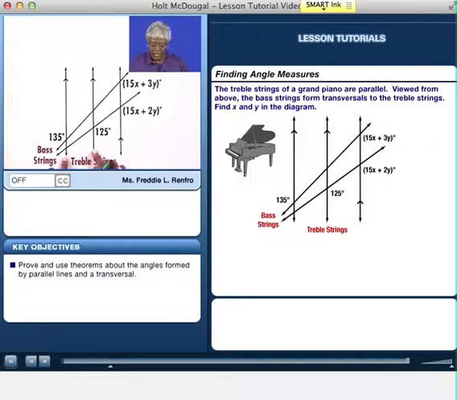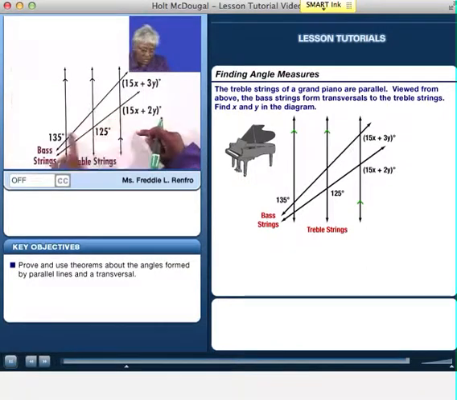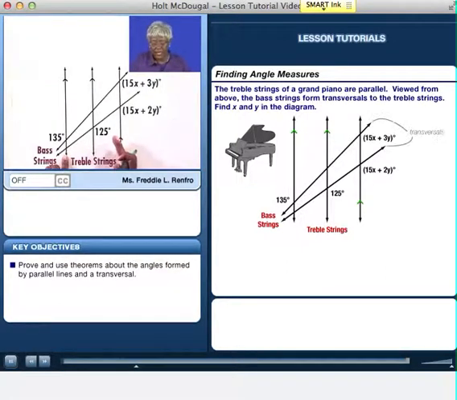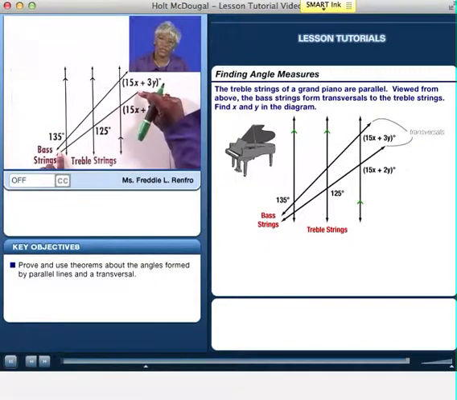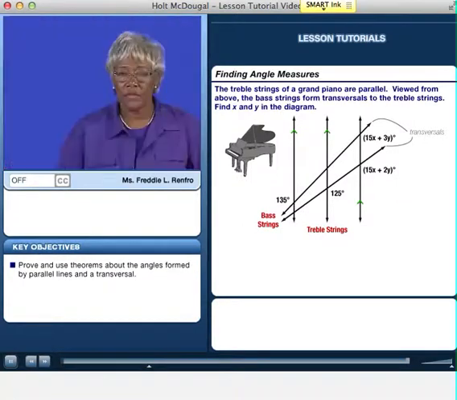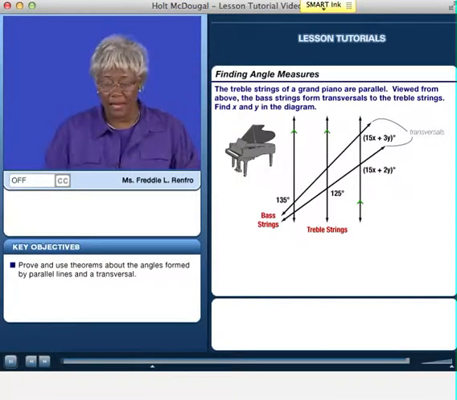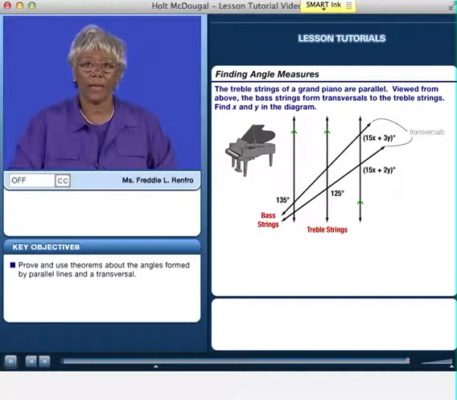The treble strings, which are the vertical lines here, are parallel. They appear to be parallel. Viewed from above, these two bass strings form transversals to the treble strings, and we can see that. These three lines appear to be parallel. Here's a transversal, and here's another transversal. In this problem, we're being asked to find x and y.